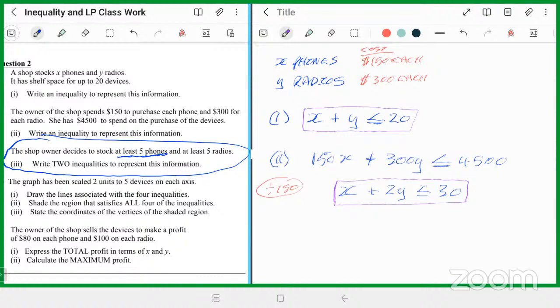So it means that the number of right inequalities here, let me put them on the screen over here. The number of phones, which is X, must be at least 5. The number of phones must be greater than or equal to 5. That's how you write at least 5. 5 or more. It means that you can have 6, you can have 7, and so on. Similarly, the number of radios, which is Y, must be 5 or more. Y must be greater than or equal to 5.